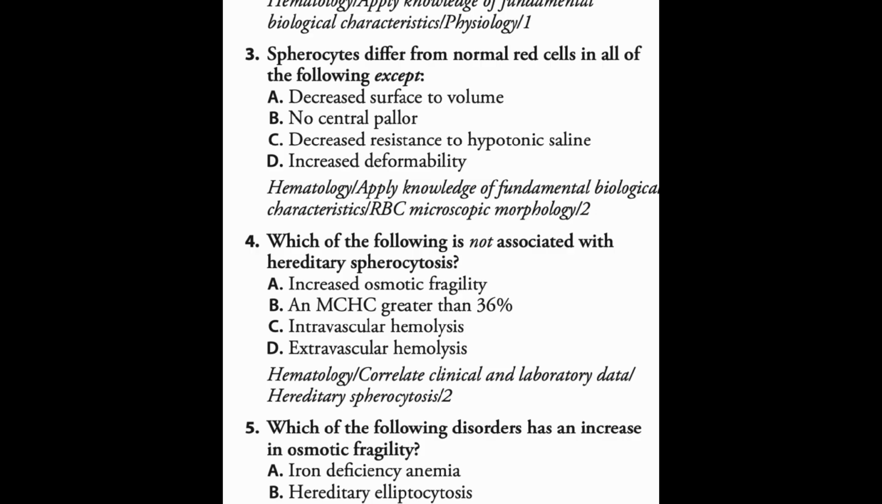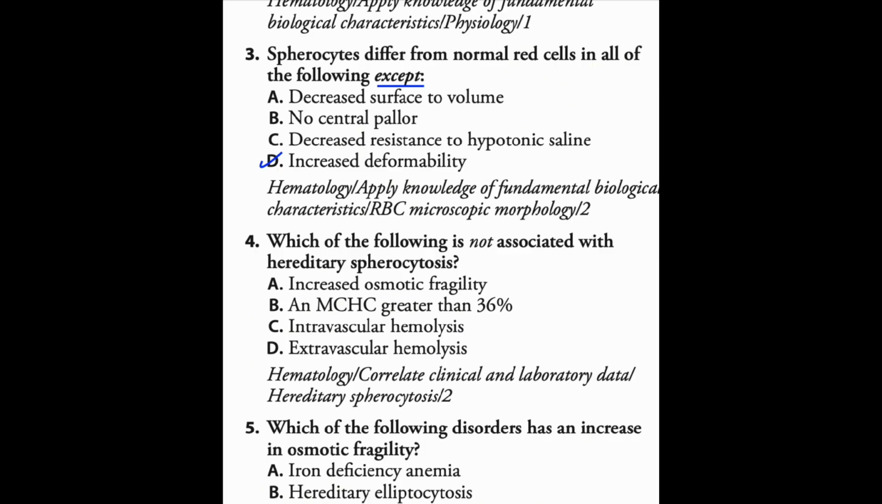Let's look at question 3. Spherocytes differ from normal red cells in all of the following except A. Decreased surface to volume, B. No central pallor, C. Decreased resistance to hypotonic stimuli, D. Increased deformability. This is an except question, so you are looking for the false statement. The correct answer is D. Increased deformability. Let's analyze why.